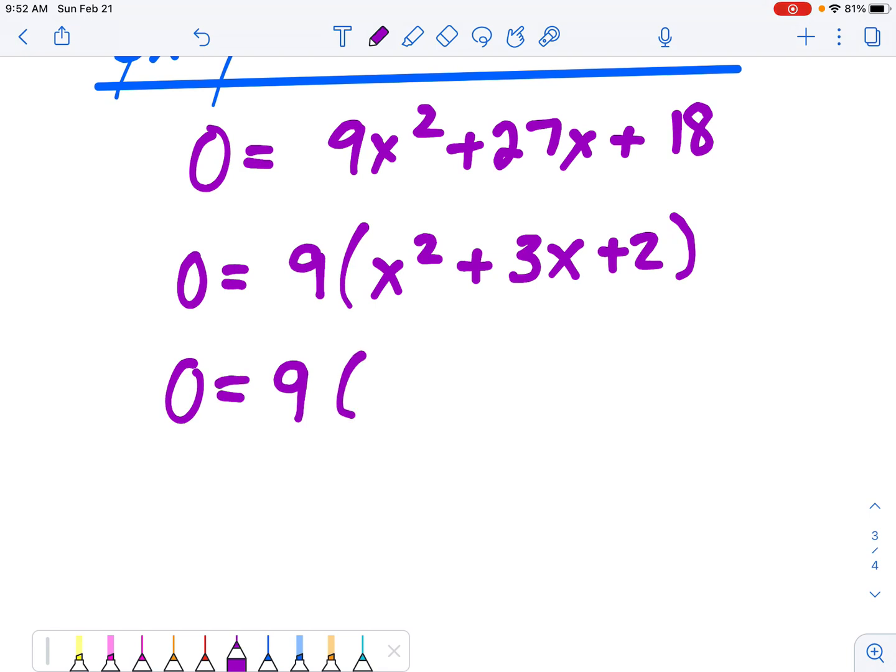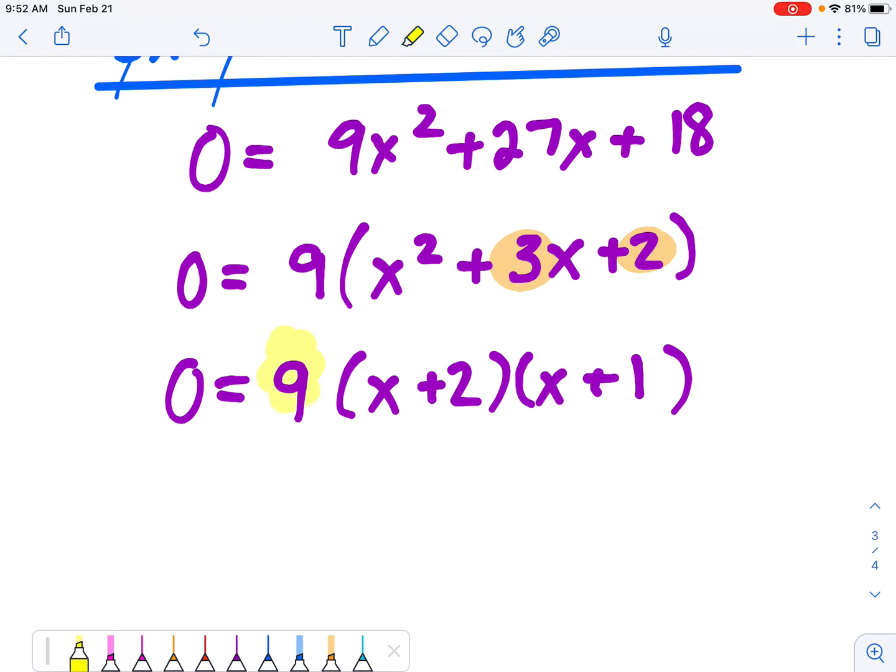If we want to continue factoring, we will be asking ourselves, what multiplies to 2 and adds to 3? And that is going to be 2 and 1. So when we solve to find out what x is, we don't need to worry about this 9 because there's no variable with it to solve for. And so we end up with -2 and -1.